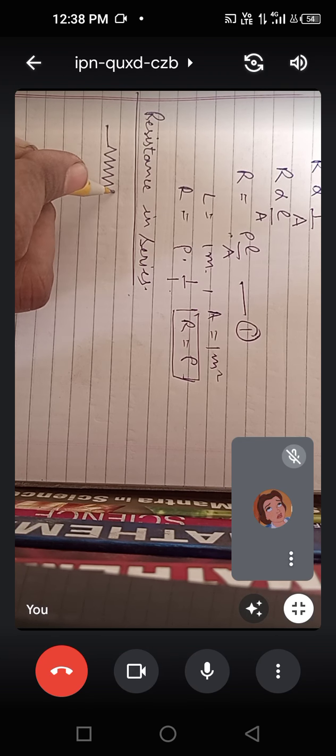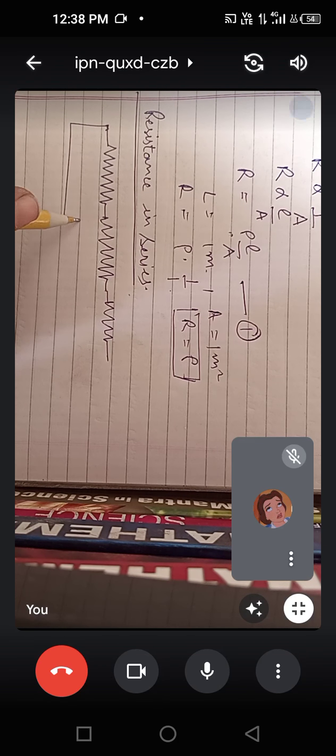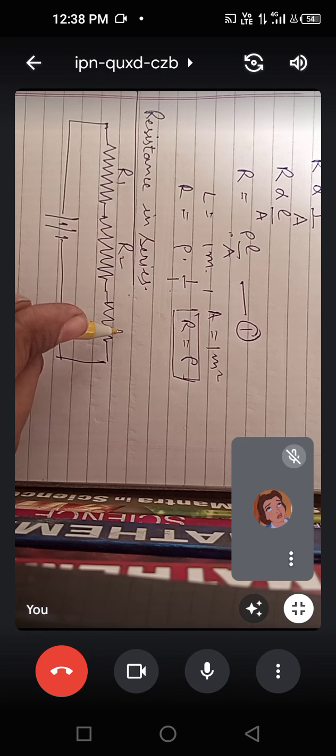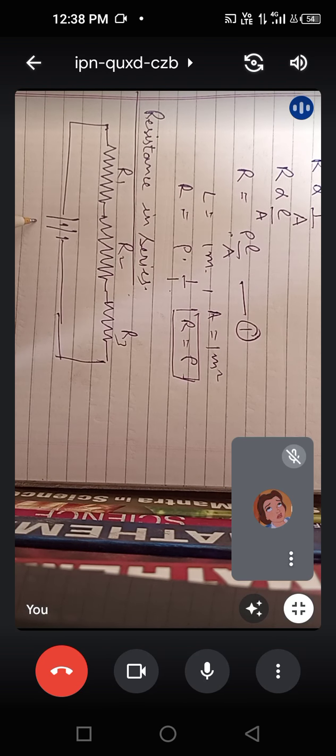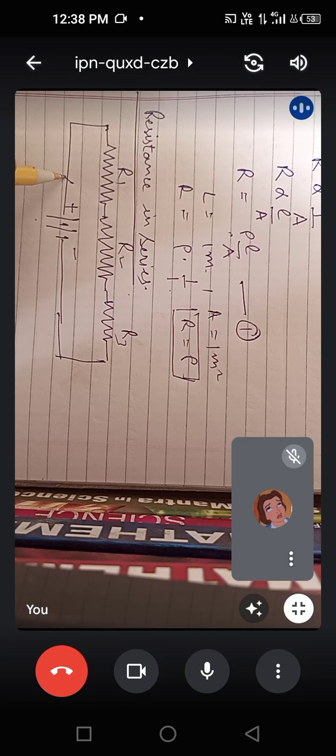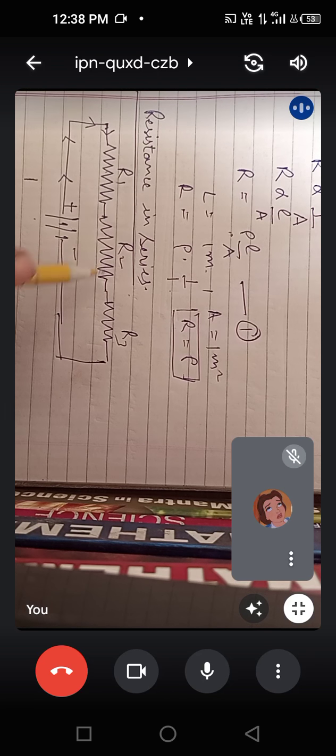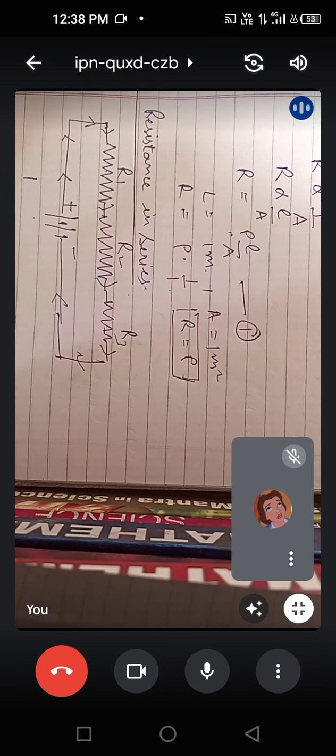So let us consider three different resistances R1, R2 and R3. They are connected with a battery in series. This is R1, this is R2, this is R3, and this is the battery, with the positive terminal and the negative terminal of the battery. You are being asked to calculate the resistance in series. When the current passes here, the same amount of current has to pass through resistance 1, resistance 2, resistance 3. The same current passes through all three resistances and finally comes back to the battery.